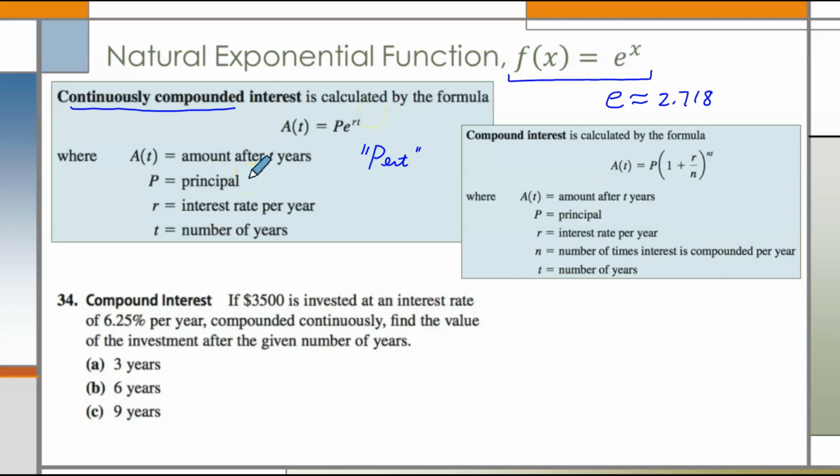Okay, P, our principal, our initial investment. Interest rate R, remember that we always, or we must, turn the interest rate from percent to decimal. T is always in years.